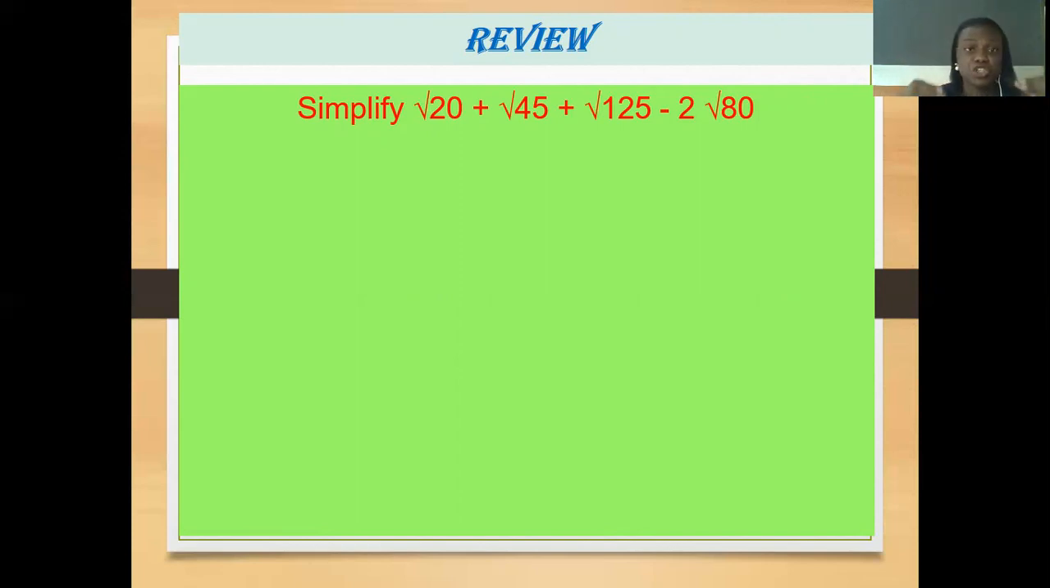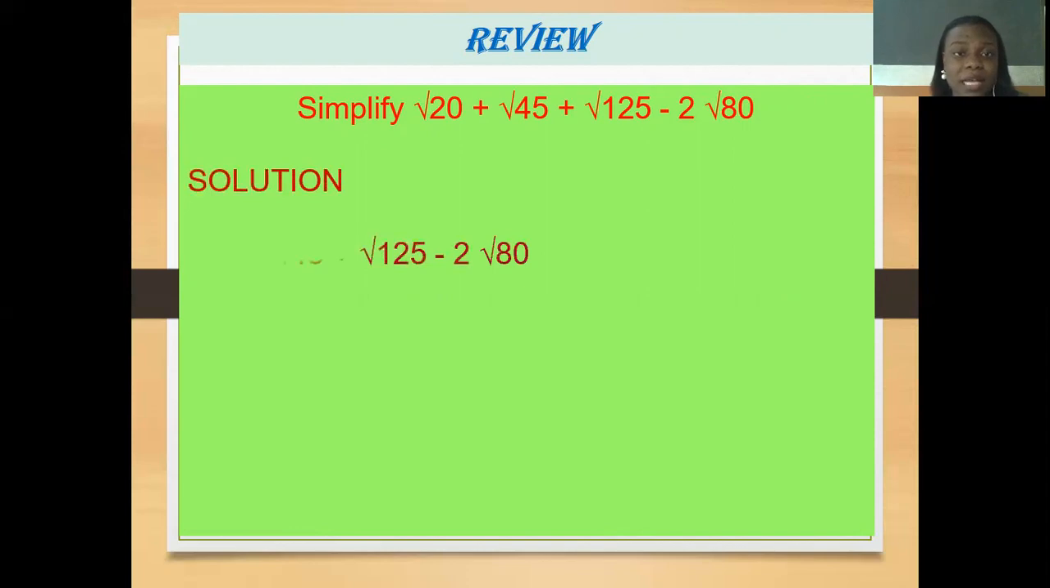First of all, let's review how to evaluate something like this. You have to simplify root 20 plus root 45 plus root 125 minus 2 root 80. We talked about this and said that to simplify something like this that involves addition, subtraction and the like, you need to first put each surd in its basic form. We're going to do that for each of the surds first, then you see if there's any occurring pattern. So let's do that.